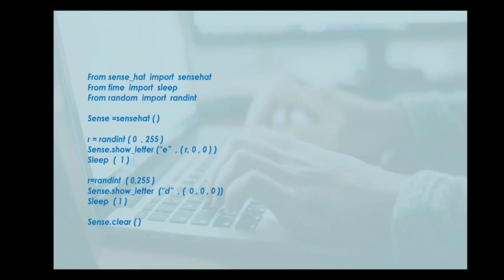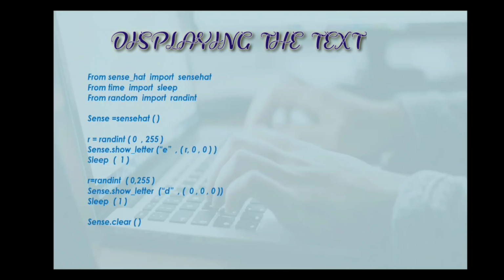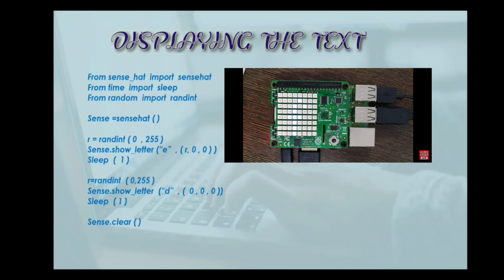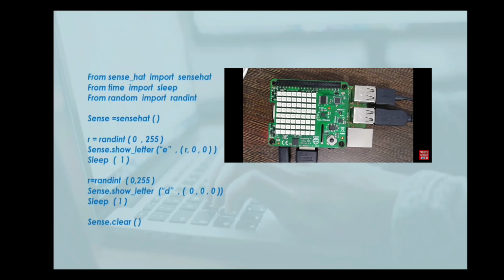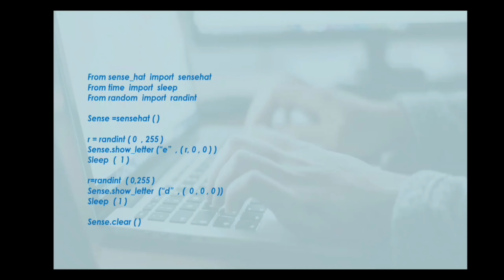And then this is another program. We first do from SenseHat import SenseHat. We are importing the SenseHat, and then we are importing sleep and random integer. The sleep keyword makes it sleep for a few seconds, that is, for 1 second only. What this program does is display text. You can see in the output how it looks on the SenseHat.